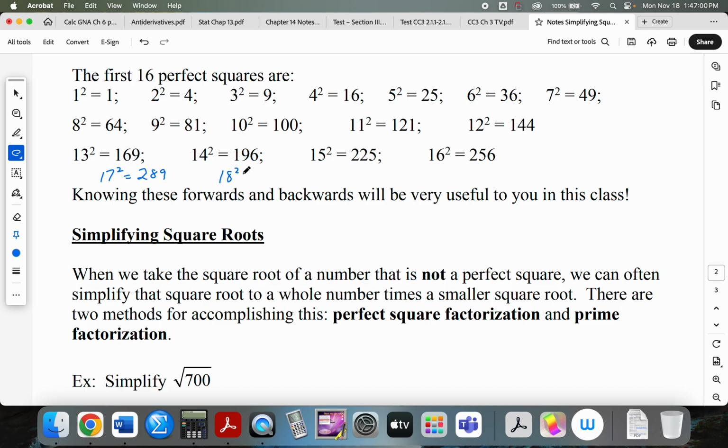18 squared is 324. 19 squared is 361. And then we'll do an easy one. What's 20 squared? 400. So knowing those forwards and backwards, so knowing if I get the square root of 196, then it's got to be 14. You need to know them in both directions.